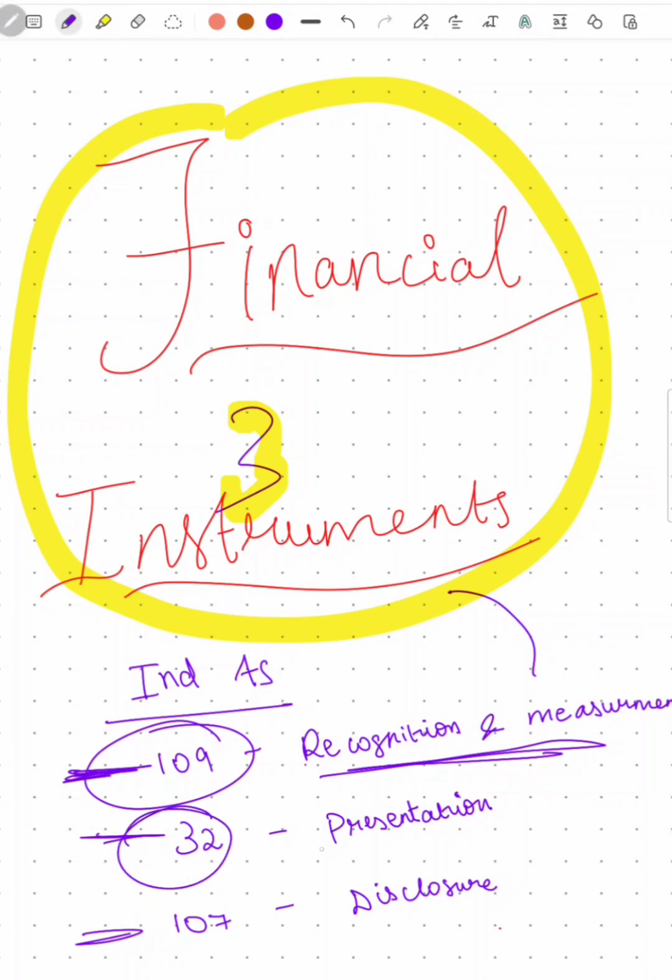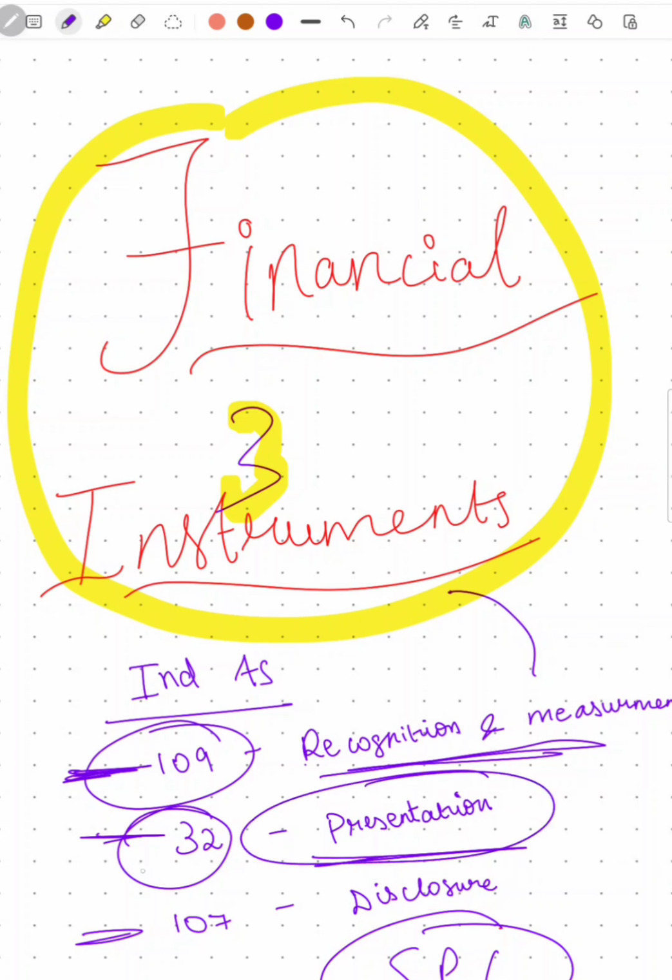And 32 talks about the presentation, so how to present in the statement of P&L, how to present in the balance sheet. That is all about 32. And 107 talks about the disclosure of the financial instruments. So how to disclose all the things related to financial instruments, that is what 107 talks about.